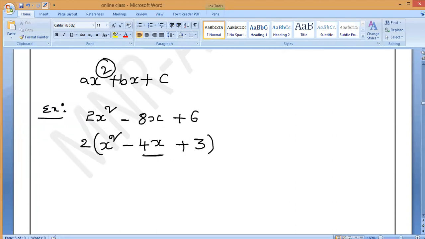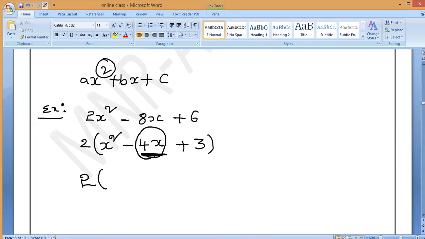Split the middle term. The middle term is 4x. Here we have to find the zeros of the quadratic polynomial. How to write 4x? 4x: minus 3 minus 1.